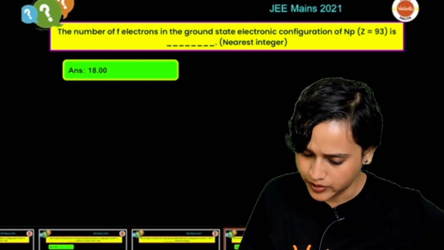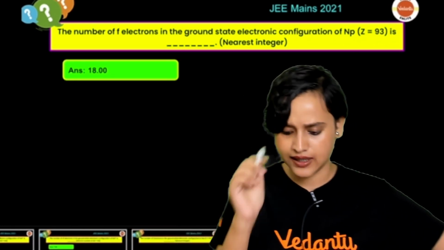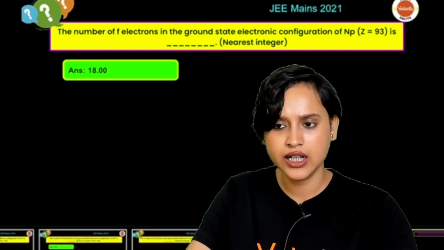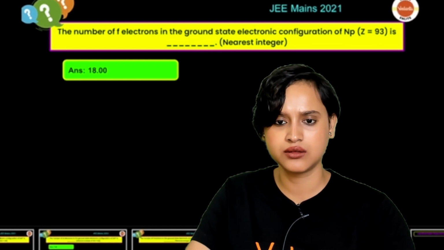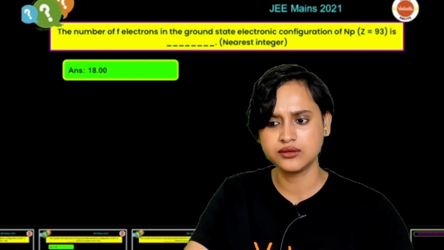5F4, it is supposed to be. Why is it 18? Let me check this out. Why are they saying that the number of f electrons... how can it be? This seems a little wrong, no?